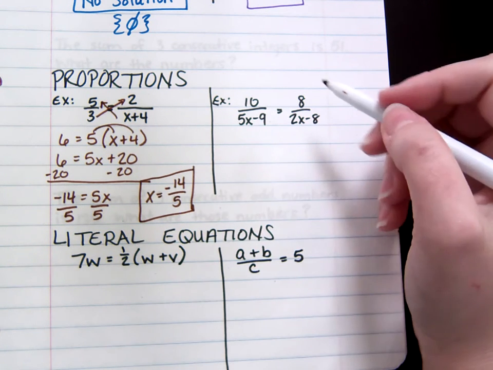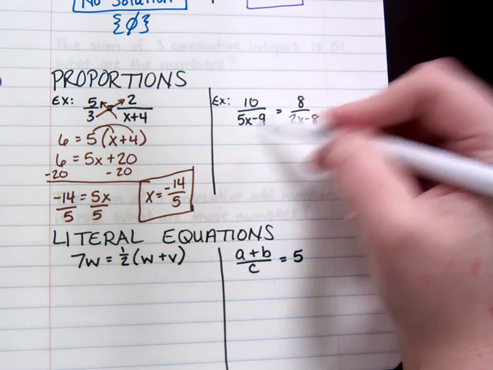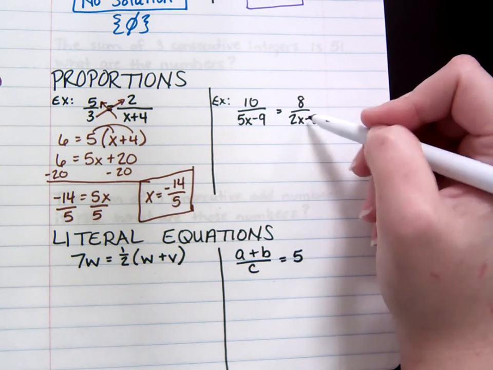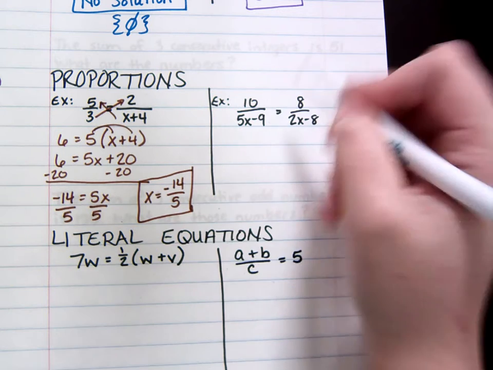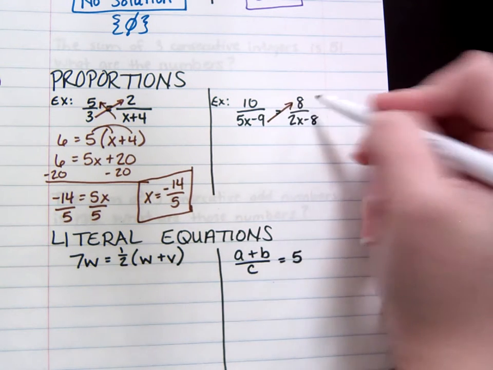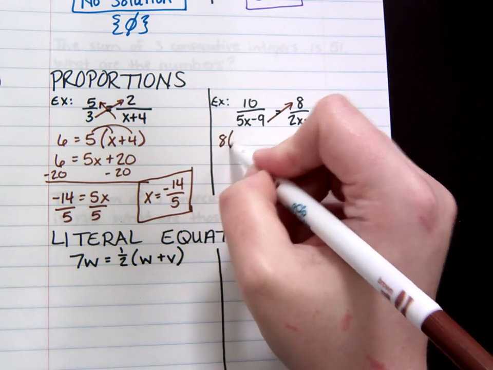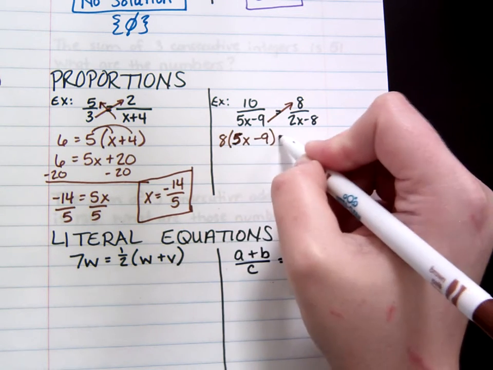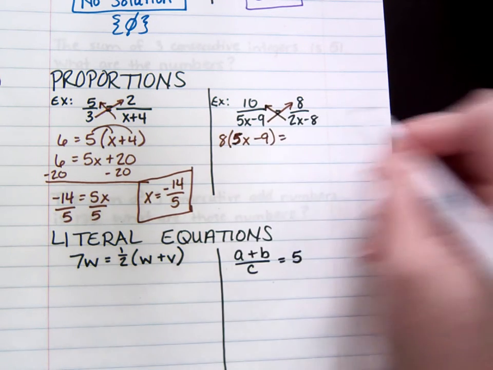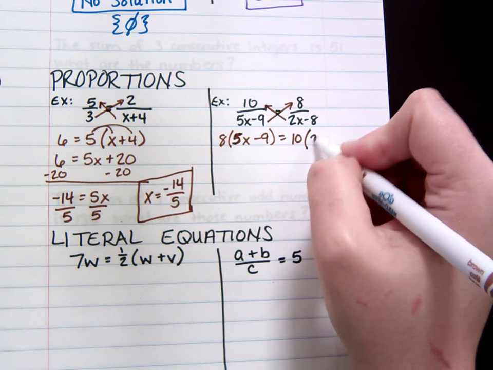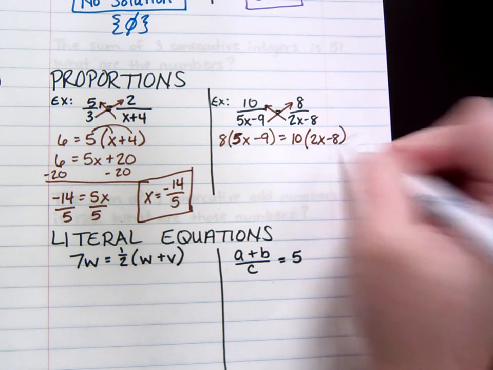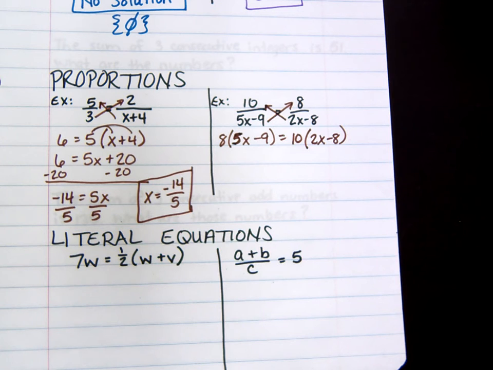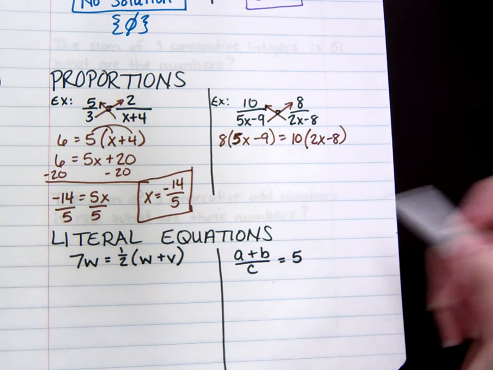Okay. This one, same idea. Even though you got variables on both sides, you still work it the same way. Cross multiply. So when I multiply these two, I have 8 times 5x minus 9. On the other side, cross multiply. That gives me 10 times 2x minus 8. Now that everything is on one line, you solve it like the others.